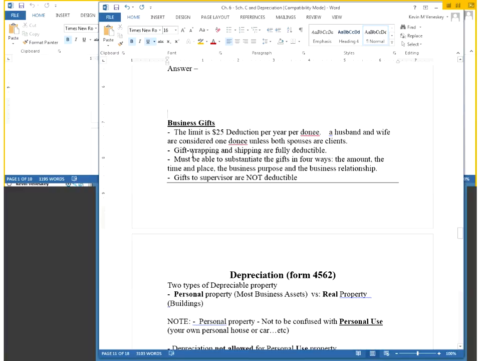The last thing that I wanted to touch on is business gifts. If you give a gift in your business to a client or somebody, you're allowed to deduct up to $25 per year per donee. $25 isn't very much to take as a deduction. Most gifts are sometimes a lot more than that, but you're only allowed $25. Any gift to a supervisor would not be deductible at all.